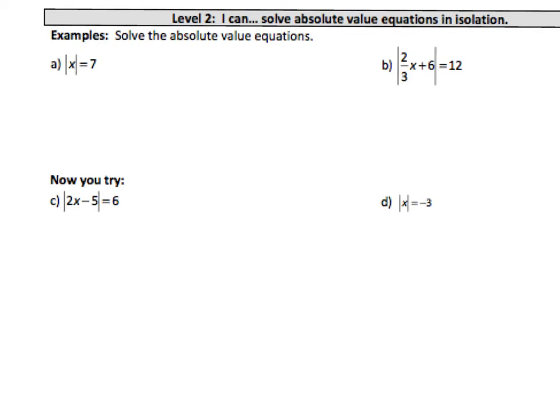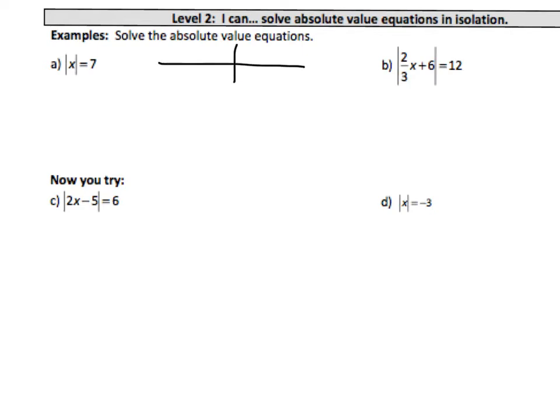Level 2 and 5.1 is now solving absolute values. So when you're solving absolute values, much like when you're solving square root questions or quadratics, you have two solutions. That's the same thing with solving absolute values, because you're asking, okay, where is this number or variable 7 units away from 0, like question A says.